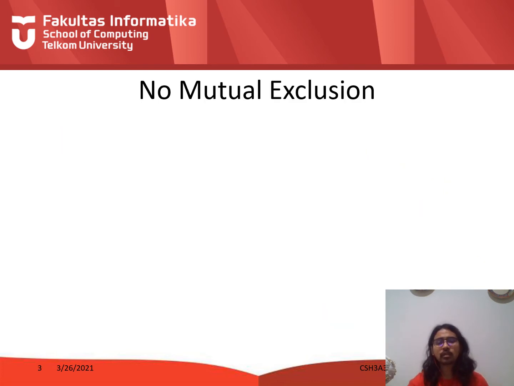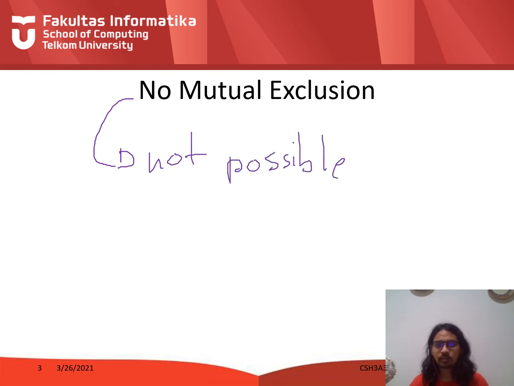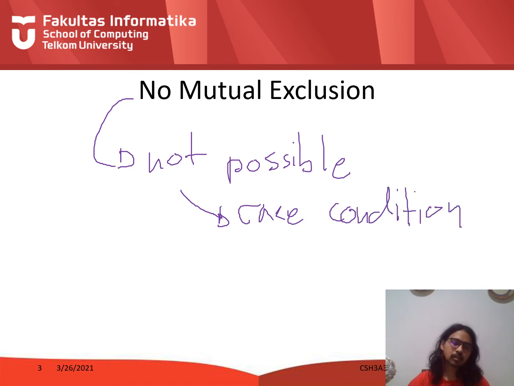So in order for deadlock not to happen, the prevention is to make a process that has no mutual exclusion. Like we know, this is not possible. Why? Because if there is no mutual exclusion, there will be a race condition. So we are back to square one, and this is not possible. So let's discuss the next prevention.